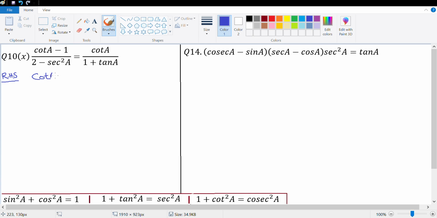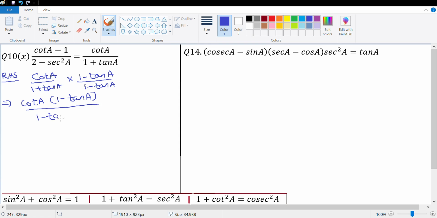So right hand side I will do rationalization. This would be cot A upon 1 plus tan A. Let's multiply it with 1 minus tan A upon 1 minus tan A. This gives me cot A multiplied with 1 minus tan A upon 1 minus tan square A. Good. This is cot A into 1 is cot A minus cot A into tan A, which is nothing but 1, and I've got my numerator now.